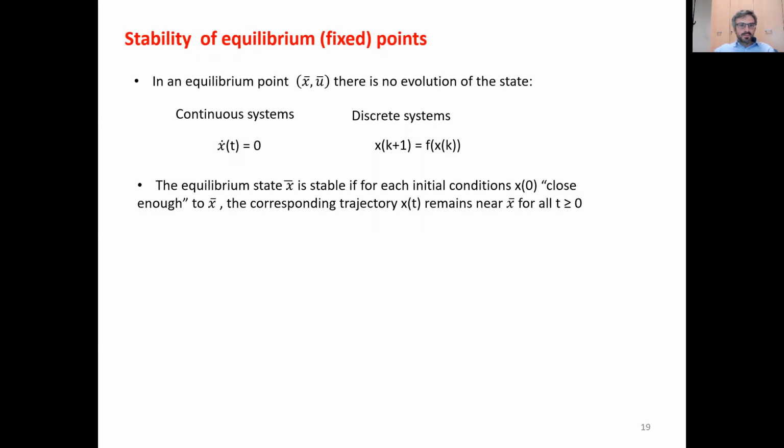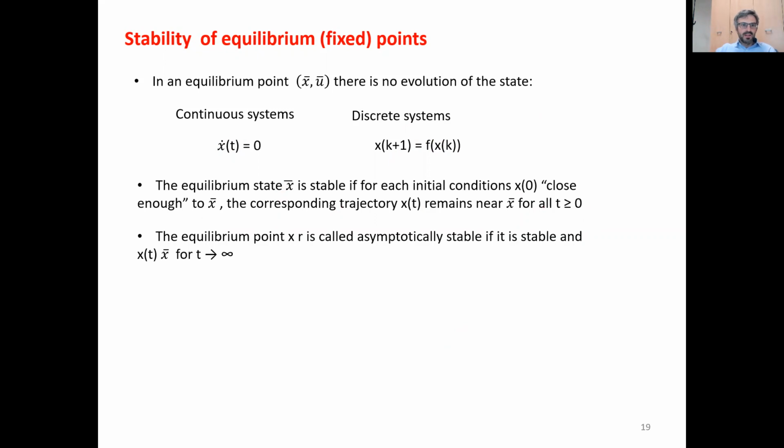The equilibrium state x bar is stable if for each initial condition close enough to x bar, the trajectory remains close to the equilibrium state. So it doesn't diverge, it doesn't go away for all the time in the future. This is the idea of stability.